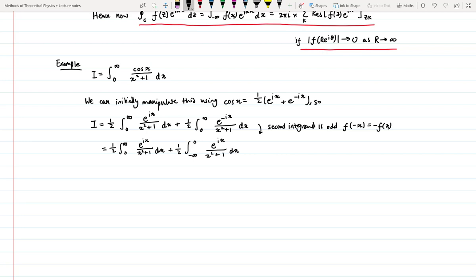We've got the same integrand on both sides, so we've managed to write the integral of cos of x over x squared plus 1 as the integral from minus infinity to infinity of e to the I x over x squared plus 1 dx. And you'll notice that this is of the form that we care about.